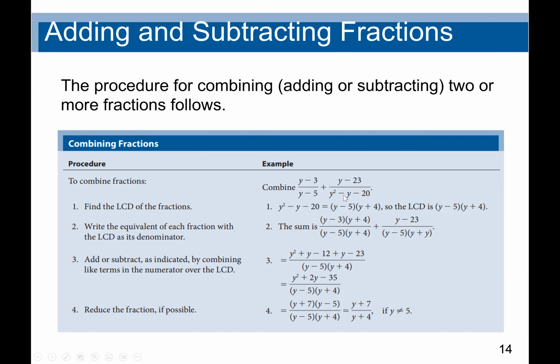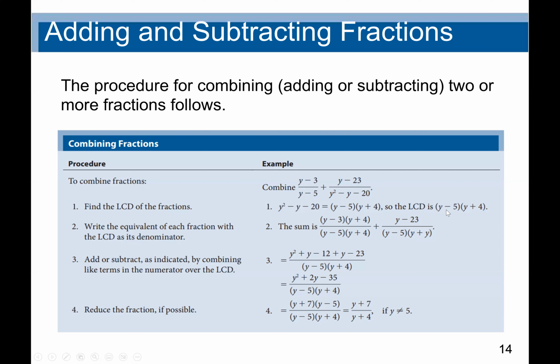So you have y minus 5 and y squared minus y minus 20. What we will do is factorize it. y squared minus y minus 20 will give me (y minus 5) times (y plus 4), because minus 5 times 4 gives minus 20, and minus 5 plus 4 gives minus 1, which is minus y. So y minus 5 is already in the lowest term, so we leave that as it is. Since we have y minus 5 already, our LCD will be (y minus 5) times (y plus 4), which is the same as y squared minus y minus 20.